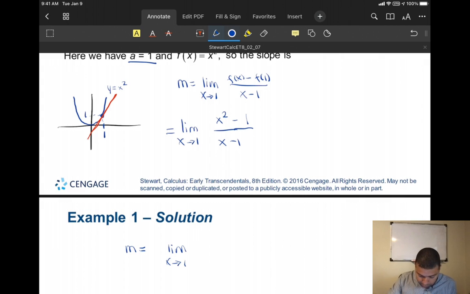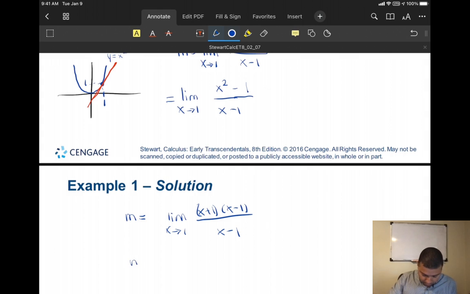This here is by the difference of squares. This is x plus 1, x minus 1, and that's divided by x minus 1. So that's the limit as x goes to 1. I can cancel this with this. The only situation in which I would not be allowed to cancel is if x equals 1, in which case that would be 0. But when we have x approaching 1, you want x very, very close to 1, but not equal to 1. Right? So that's x plus 1 instead.